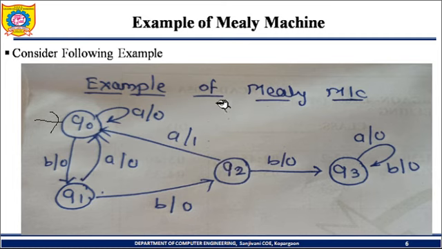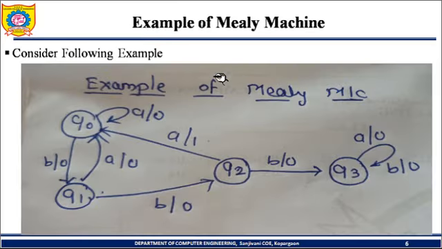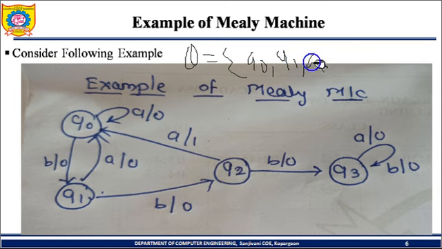Okay, if you want to write down all 6 tuple, then it will be like this: capital M is equal to capital Q, summation, delta, lambda, Q0. Here you can see, if you write, capital Q is nothing but Q0, Q1, Q2 and Q3. So 4 states are there. So we need to write down like this: Q0, Q1, Q2, Q3. These are the 4 states.